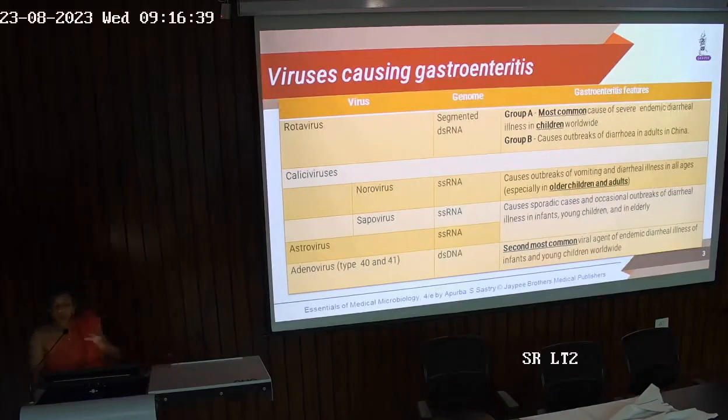So what is the genome in rotavirus? Team A. Louder, everyone together. RNA. And there are two groups, group A and group B. Group A is the most common cause of severe endemic diarrheal illness in children worldwide. There's another group B. This is not important for your theory, but maybe in MCQs when you appear for your pre-PG. There's a group B also which causes outbreak of diarrhea in adults in China. But in India, what we have to know? In infants and young adults.